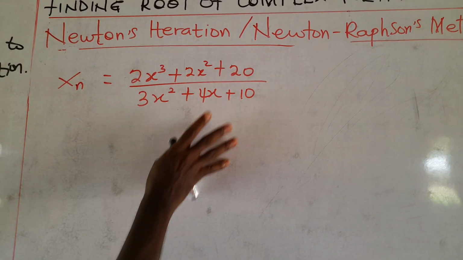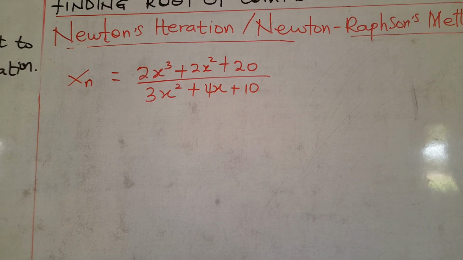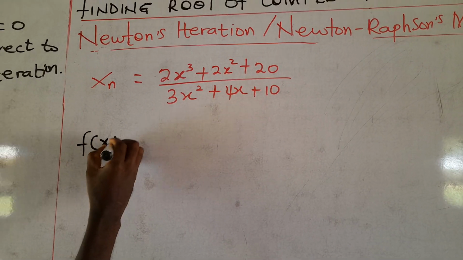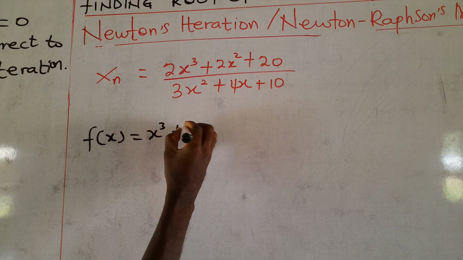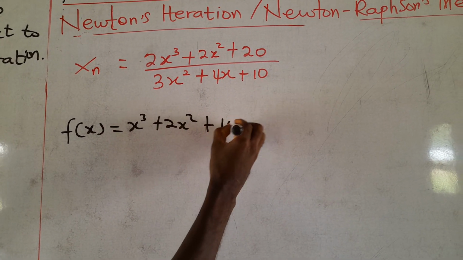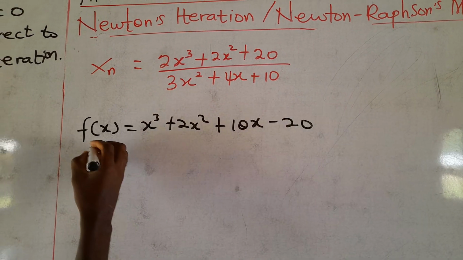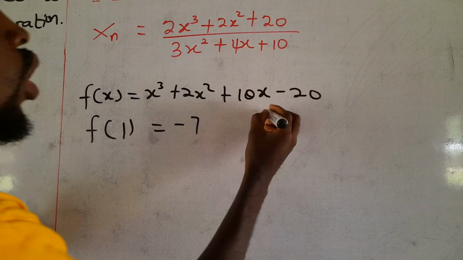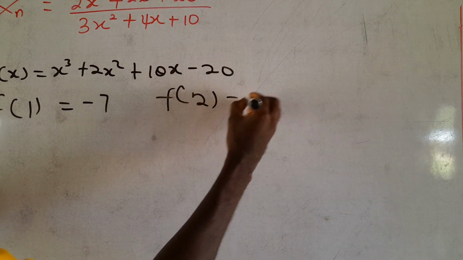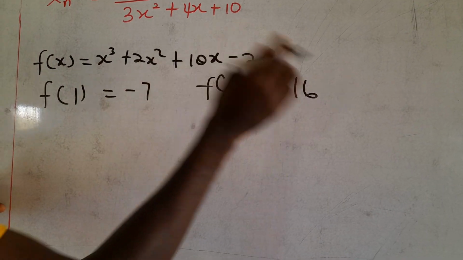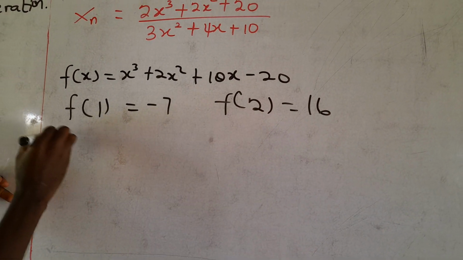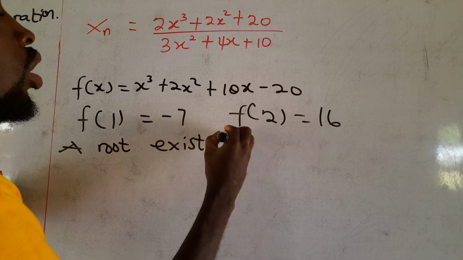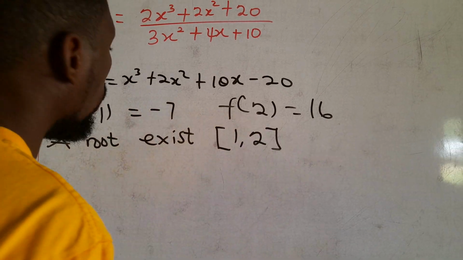So when we simplify, we'll get this, as I said. Now we need to get the interval using the location theory. Remember, our f of x is equal to x cubed plus 2x squared plus 10x minus 20. When we find f of 1, we'll get negative 7. And when we find f of 2, we'll get 16. Since this is negative and this is positive, it means a root exists within the interval [1, 2], closed.